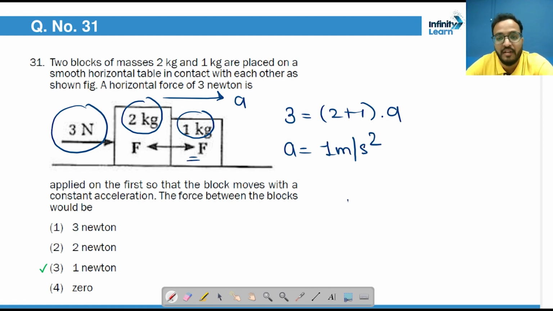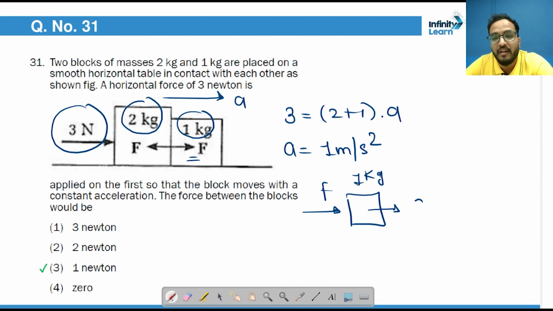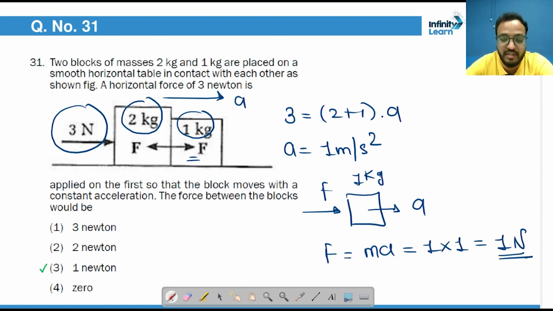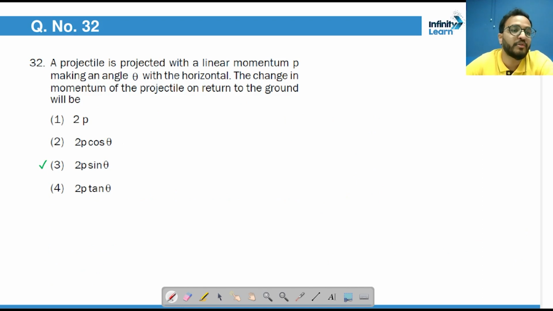Now what about this force F? You take the mass 1 kg. What force is acting? F. This is the reaction force between them. What is the acceleration? A. So F is equal to m a. What is m1? What is a1? What is the answer? 1 Newton. Do you understand? Now let's come to question number 32.